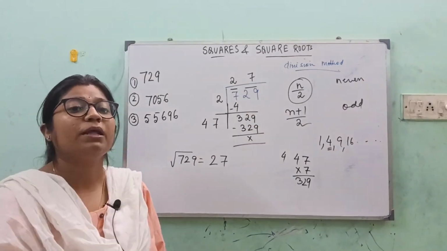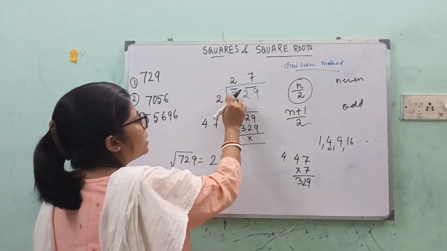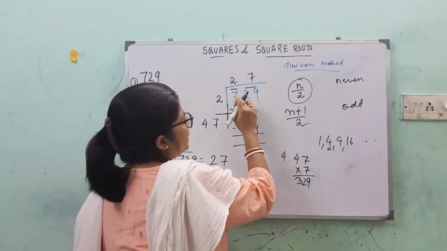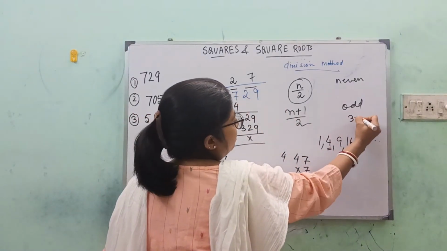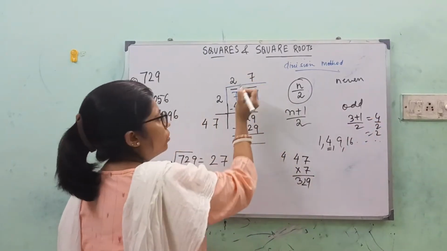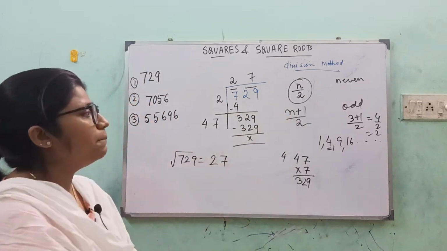So actually you are counting how many periods rather than pairs. Here a single digit also forms a pair, forming a period. So for 3 digits, 3 plus 1 by 2, that is 4 by 2, that is 2. See, we got 2 digits over here. So for odd, you will get n plus 1 by 2.